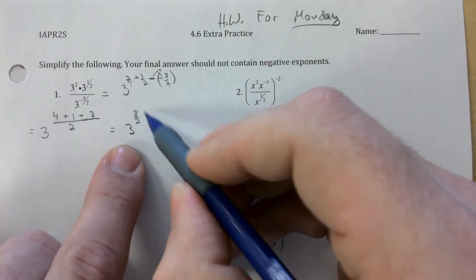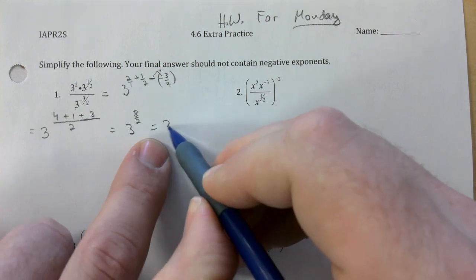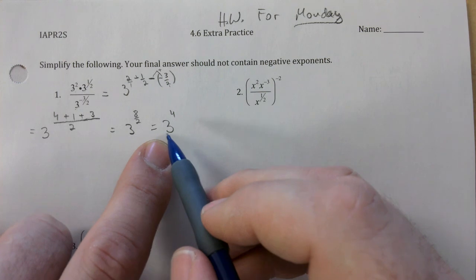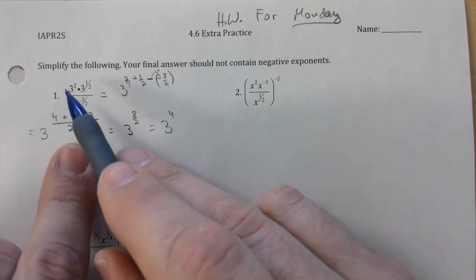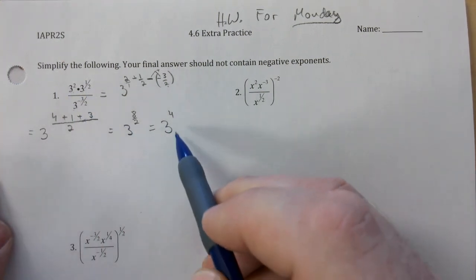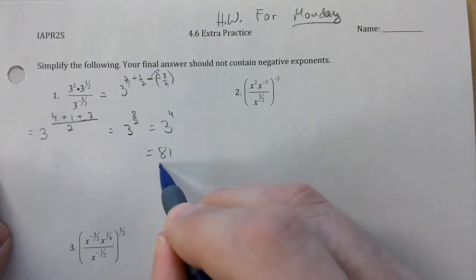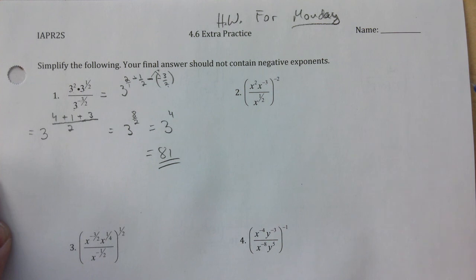Before you do anything, simplify your exponent. That's 3 to the power of 4. No sign or anything that you need to worry about, right? The bases are all positive. So this is really 9 times 9, which is 81. Okay.